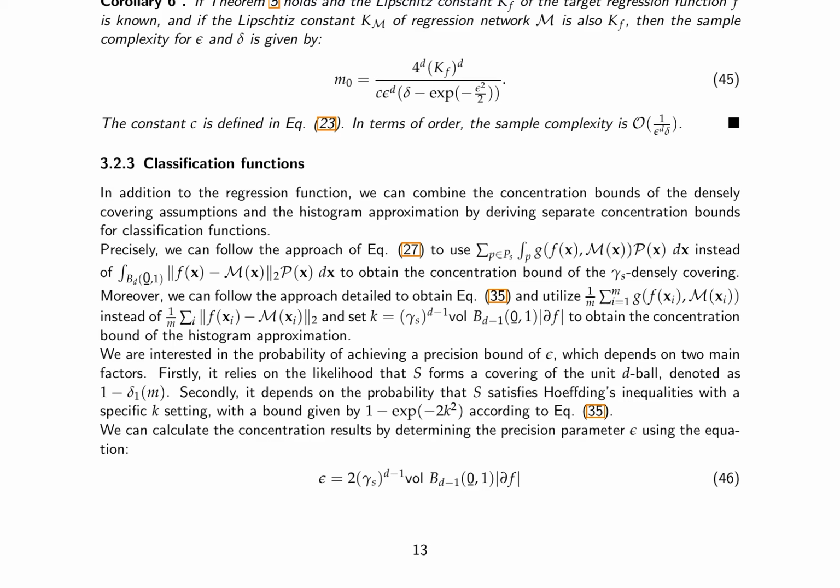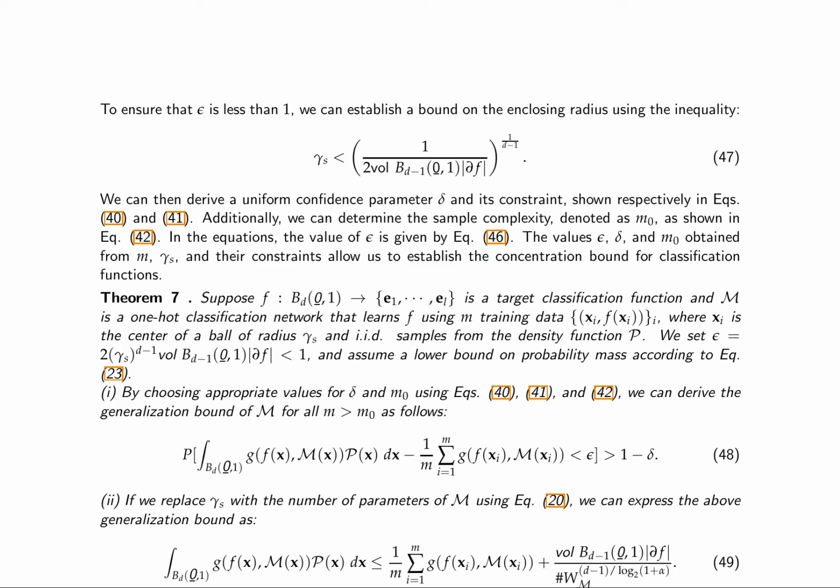The authors then extend their analysis to classification functions, deriving separate concentration bounds for densely covering assumptions and histogram approximations. They introduce a new theorem, Theorem 7, that provides a generalization bound for one-hot classification networks, which depends on the number of parameters, samples, and the probability mass of the target function. The bound is expressed in terms of the probability of achieving a precision bound of epsilon, and the authors show that the sample complexity is of order O(1/epsilon^d1 delta).